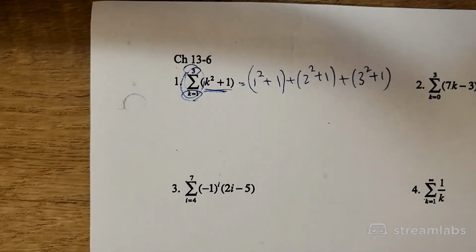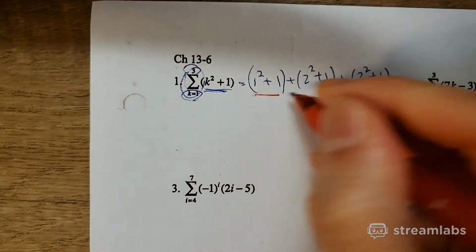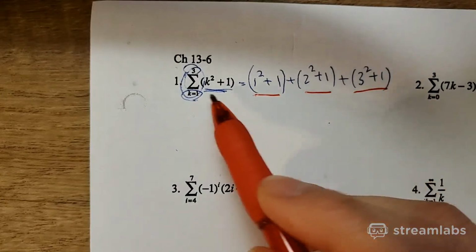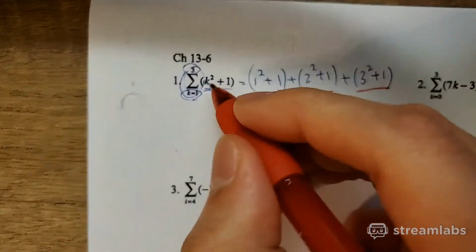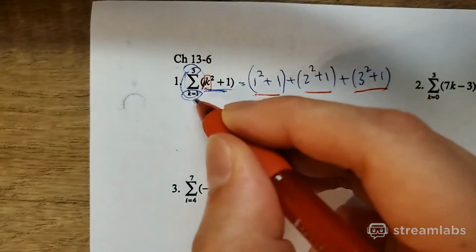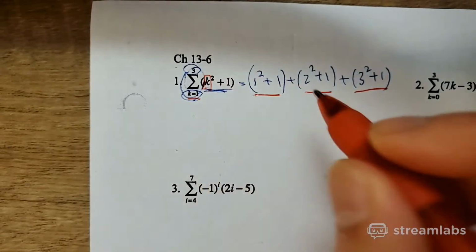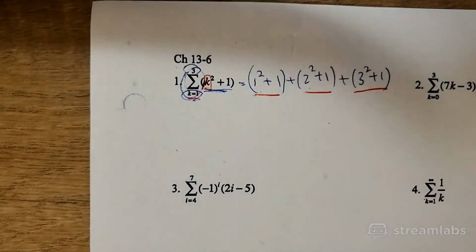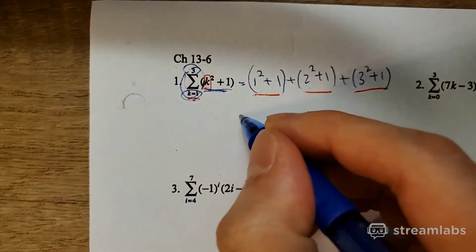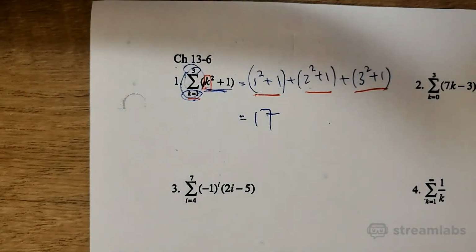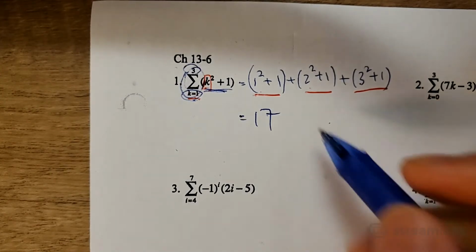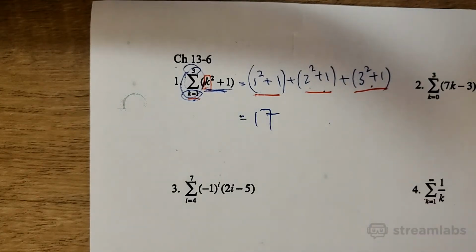So you see how I'm adding the same thing over and over again. The only thing I change is what k is, and it goes in order from 1 to 3. So 1, 2, 3. Okay, and you add them up, which will give you 17, I think. Right? 2 plus 5 plus 10, 17.